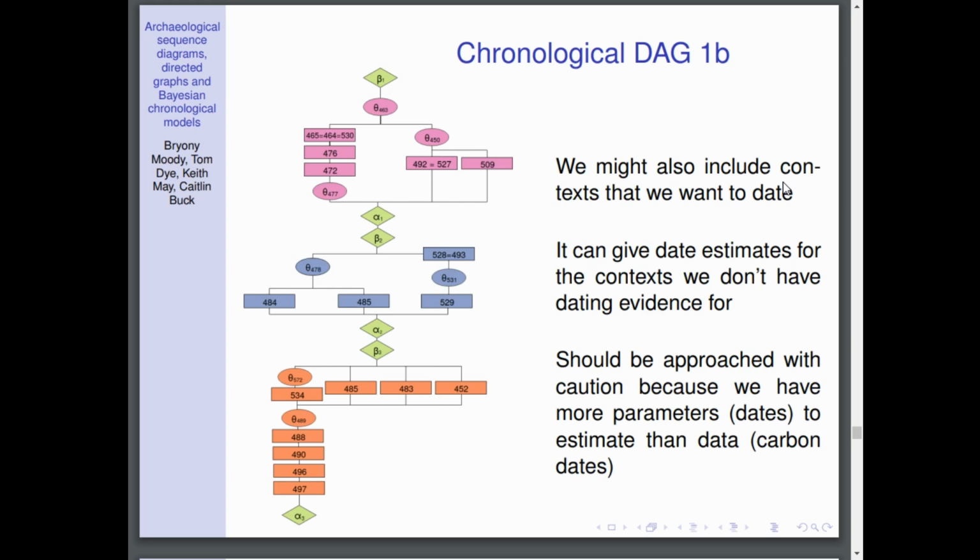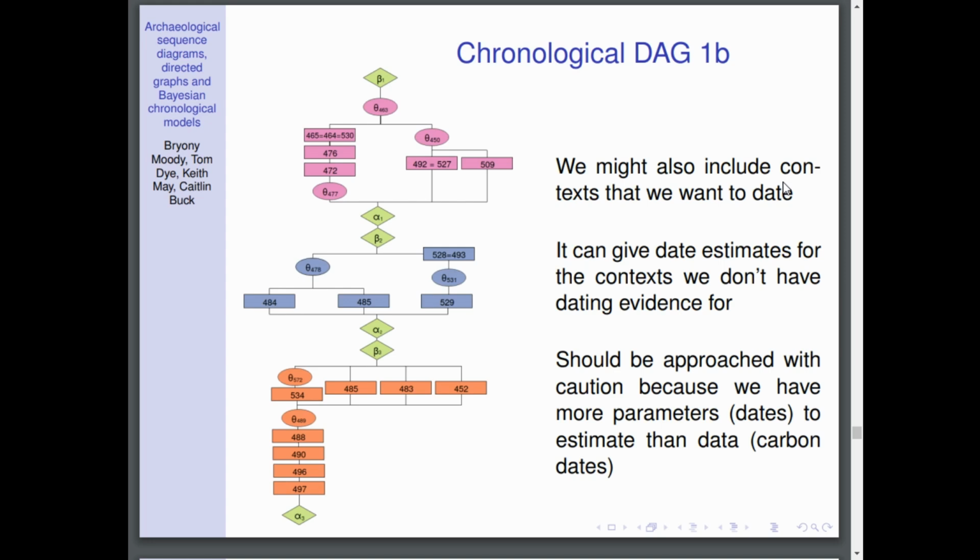So here's another one. What if we want to date the context that we don't have dating evidence for? So we can do this. If you include them in the chronological model, then we can model these relationships. However, this should be treated with caution because we have got more parameters that we're trying to estimate, in this case, the dates of both the rectangle nodes and the oval nodes.